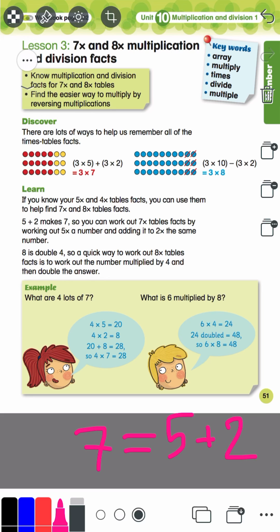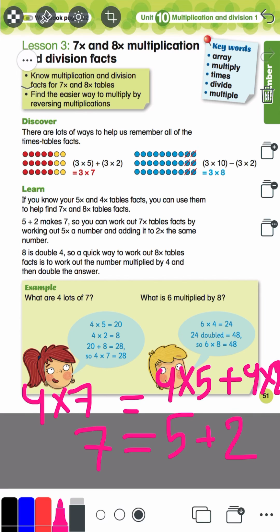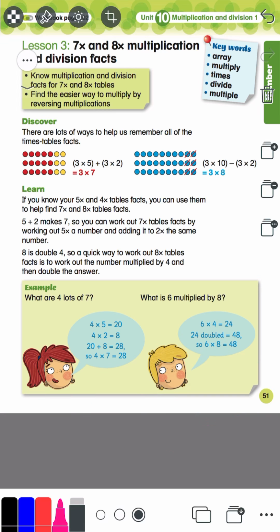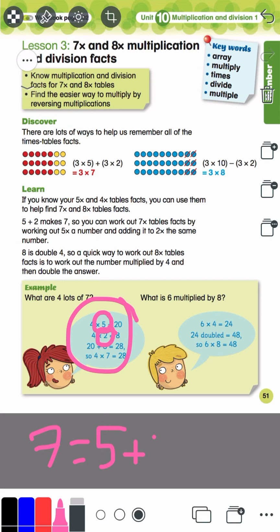When we multiply any number by 7, let's say 4 times 7 equals actually 4 times 5 plus 4 times 2. Now, if you don't know the multiplication table of 7, you can use the multiplication table of 5 and 2, because 7 equals 5 plus 2.